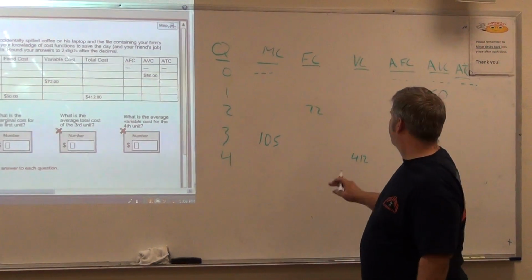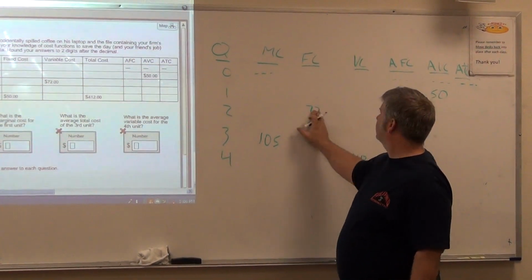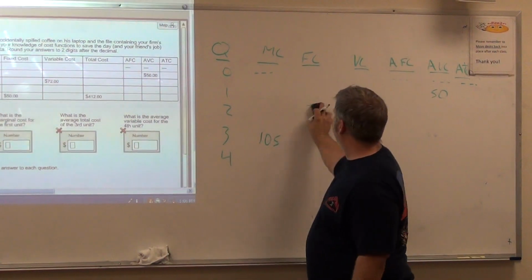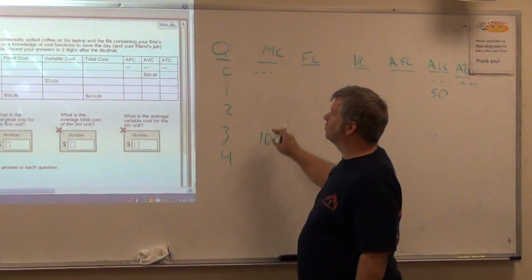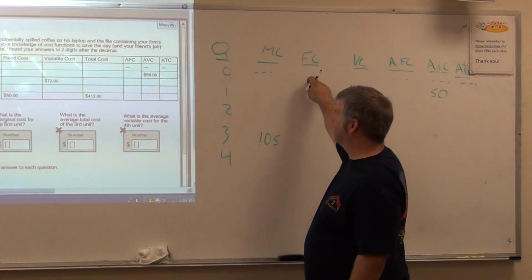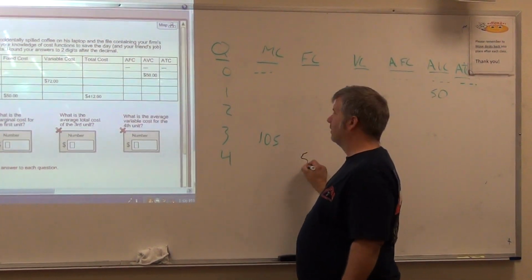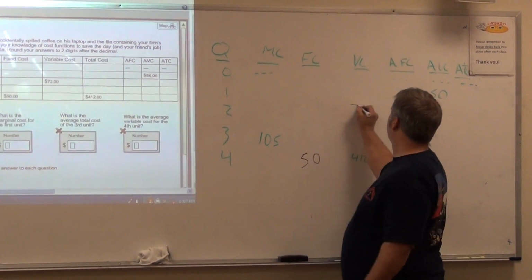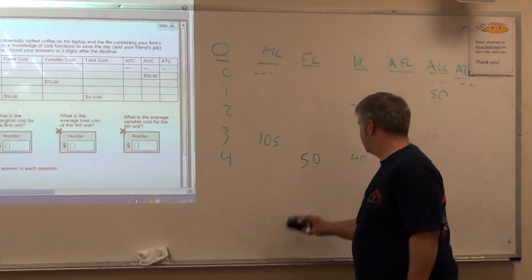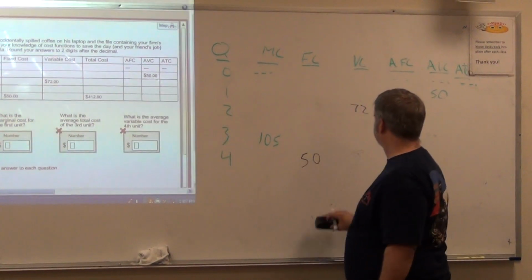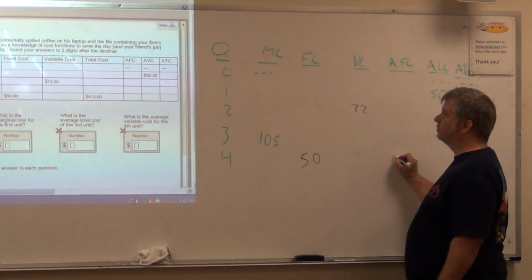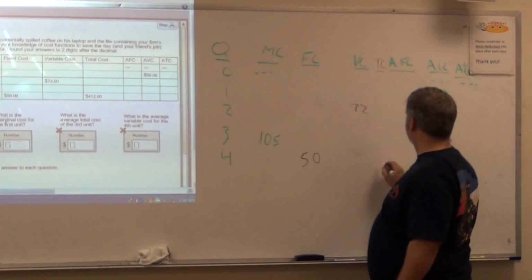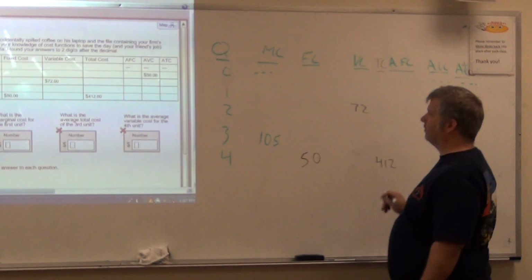So first off, I'm not sure why that's here. Let's see, because I apparently can't write things correctly when I'm copying. So let's see, marginal cost, third one's 105, fixed cost, fourth one's 50. The variable costs for the second one are going to be 72. And apparently green doesn't like to erase today. Then we have 412 for the total cost. I'm missing something. Total cost is 412, and then we've got everything else.